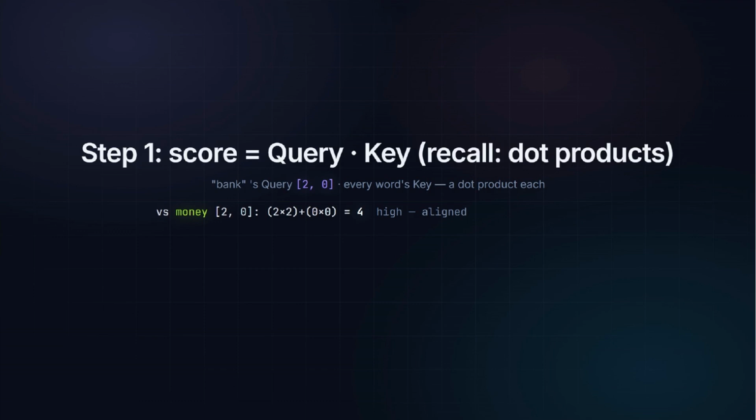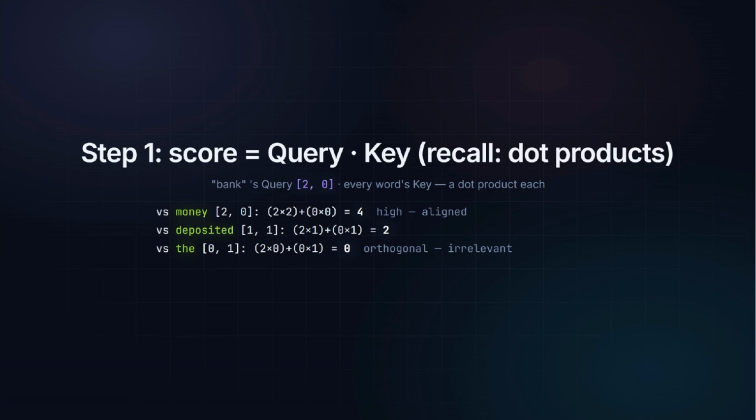Query.money's key: 2, 0. 2 times 2 plus 0 is 4. High, they point the same way. Query.deposited's key: 1, 1. That's 2. Moderate. Query.the key: 0, 1. That's 0. Orthogonal, the is irrelevant to this query.